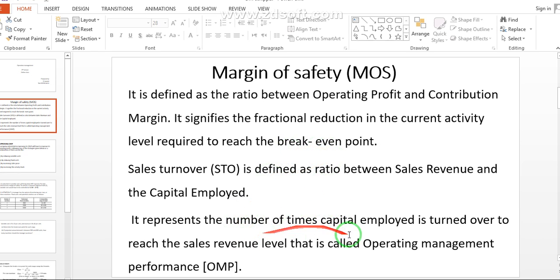And then we say that this sales turnover ratio is another portion of operation management, which can be defined between the sales revenue as well as the capital employed. This sales turnover ratio always shows the number of times. This is very important: the number of times capital employed.